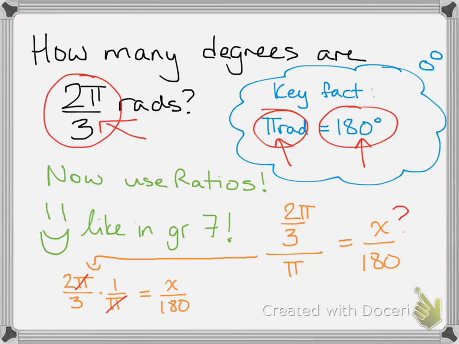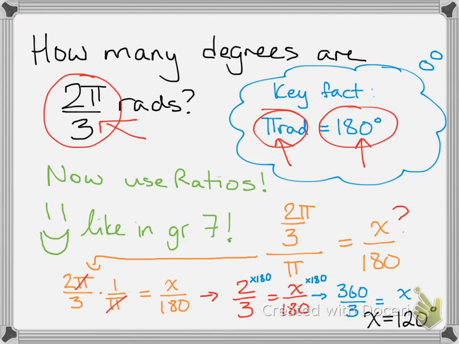And now the pi's cancel out, and it's really exciting because most of the time they will. So this simplifies to 2/3 is equal to x over 180. And now to solve that, all we've got to do is multiply both sides by 180, and we end up with 360 over 3 is equal to x, so x is equal to 120 degrees. So 2/3 pi radians is the same as 120 degrees. That's all.